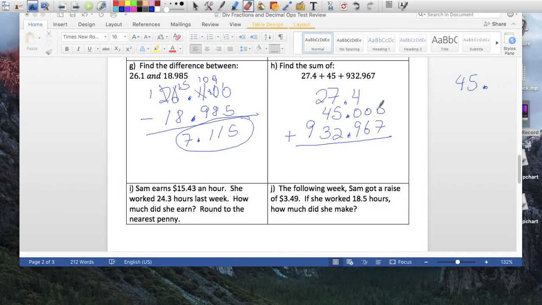Let's add some zeros here, just to make it a little bit easier on the eye. 7, 6, 13. Bring the decimal down. Carry 1. 15. Carry 1. 8, 10. And carry 1 here, 10. So final answer is this.